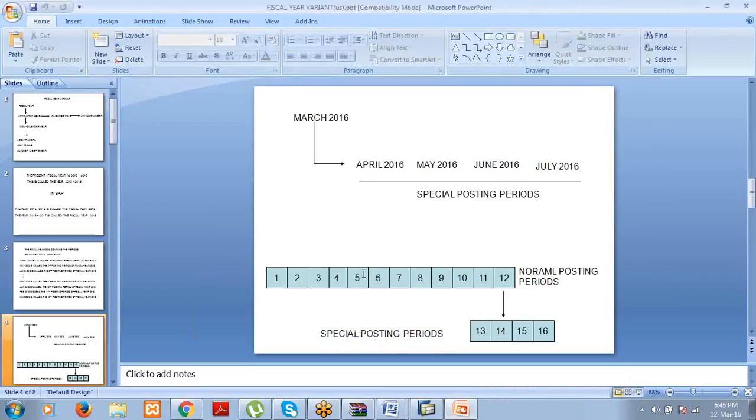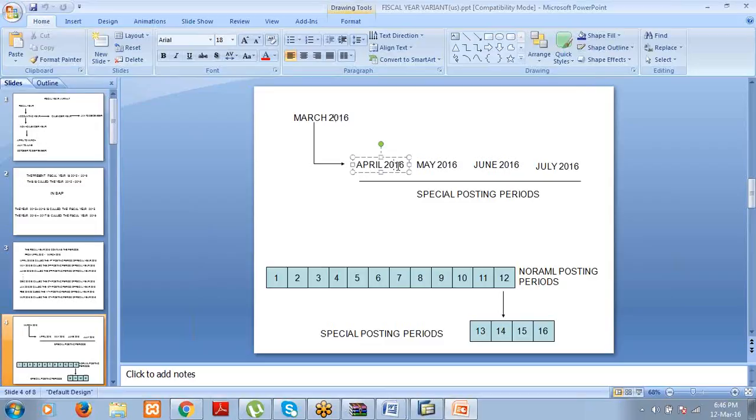Now, as I told you, normal posting periods are mandatory. Special periods are optional. Now, I don't want to have any special periods. In that case, I have to be ready with the final financial statements by 31st March 2016, which is just impossible, right? Because you don't have the time to post adjustments. Adjustments are also to be posted on 31st March only.